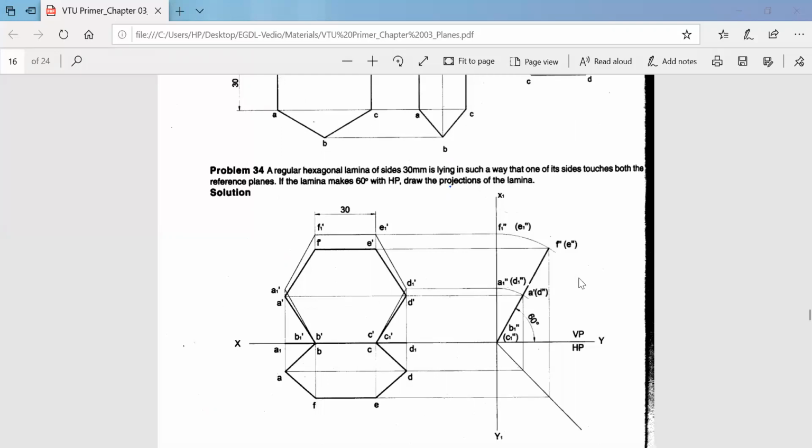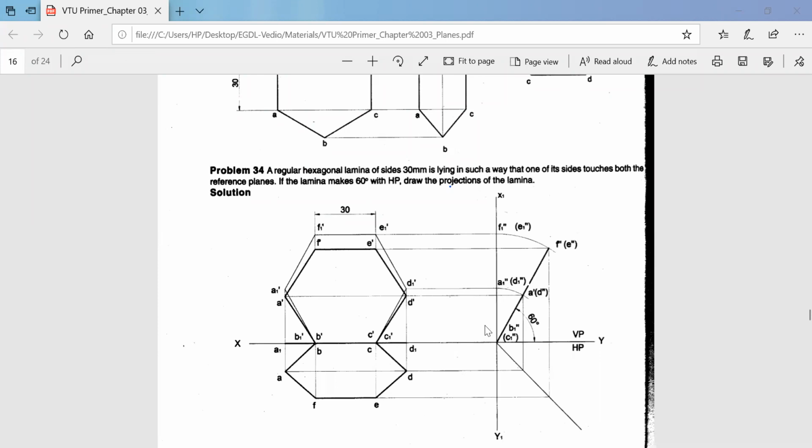Before taking the projection, you see that you have drawn the second reference plane x1 and y1. After drawing the second reference plane, from this point you have to take the lamina which is making 60 degrees with HP. So you take the side view of 60 degrees to HP. Once you draw 60 degrees to HP, you have to trace out the projection of the hexagonal lamina from the front view to that of the side view. So you take the projection.